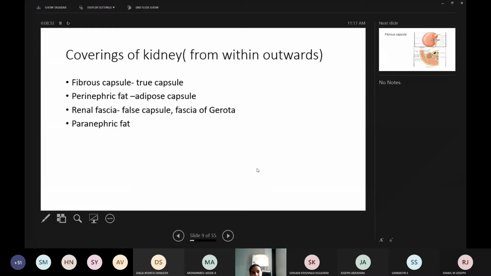The coverings of the kidney. There are different coverings from within outwards. These are the fibrous capsule, which is a true capsule. Then outside that is the perinephric fat, the collection of fat around the kidney. Outside that is the renal fascia, the false capsule, also called the fascia of Gerota. Then behind the renal fascia, we have the paranephric fat, again a collection of fat. These are the coverings of the kidney.